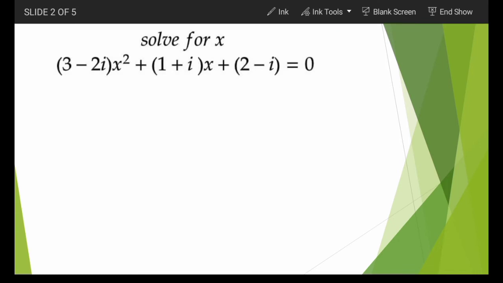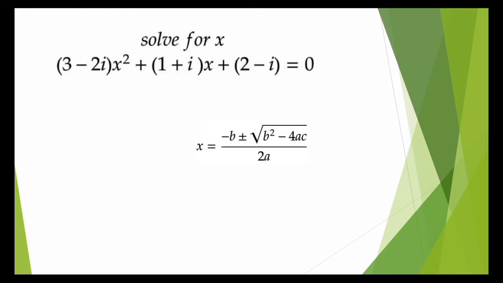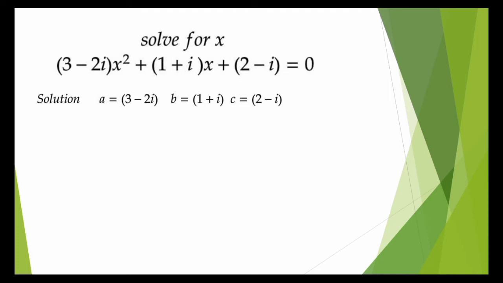So here we got a nice quadratic equation problem with complex coefficients. For solving this, we're going to use the quadratic formula that we know. Before we start solving, let's look at the coefficients of the equation, which are a equals 3 minus 2i, b equals 1 plus i, and c equals 2 minus i.